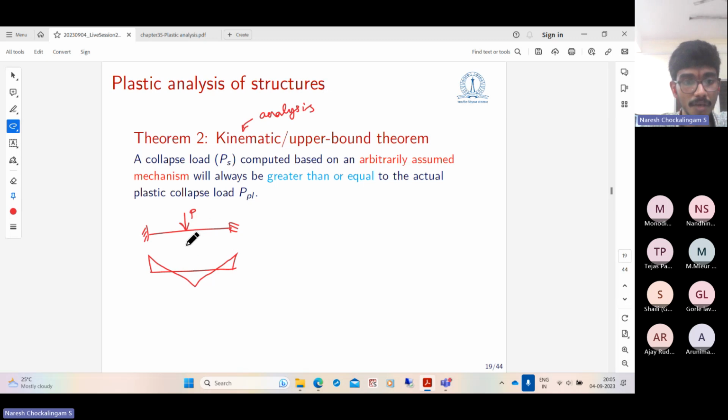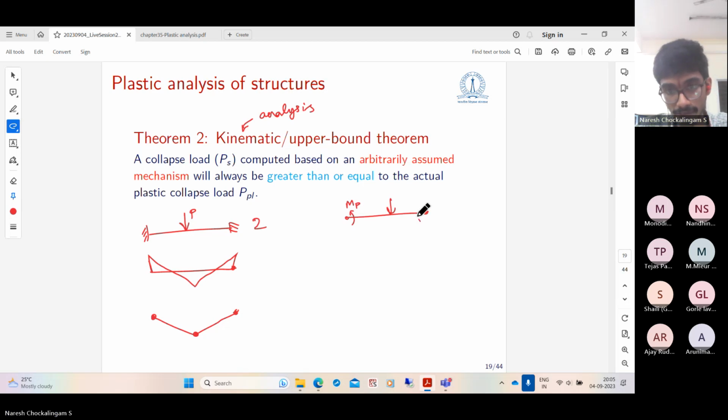If this has to become a mechanism, how many plastic hinges should it form? This is statically indeterminate to what degree? If you ignore the horizontal forces, all forces are vertical, so it is statically indeterminate to the second degree. So to form a mechanism, it has to form 3 plastic hinges. We don't know which will happen first. As you increase the load, these two moments are equal. With 2 plastic hinges, it will form a simply supported beam with some MP here. And a third plastic hinge has to be formed so that it can accelerate. Beyond this, if you apply any incremental load, it just accelerates, right? This is the other extreme.